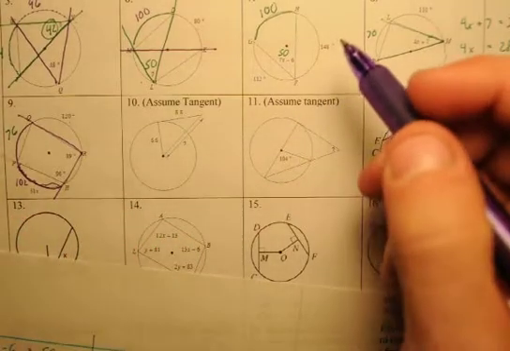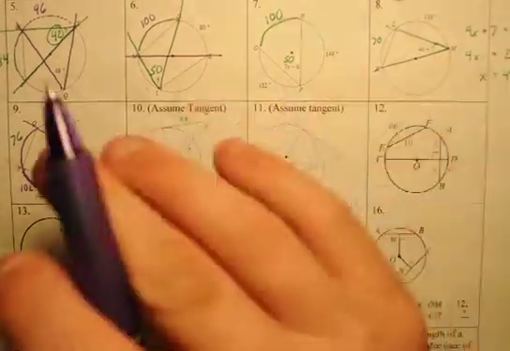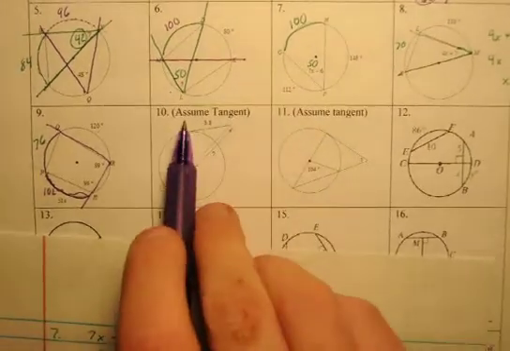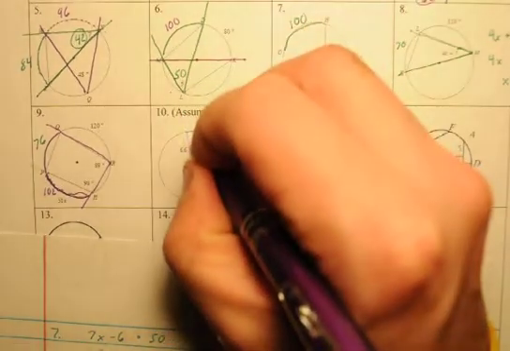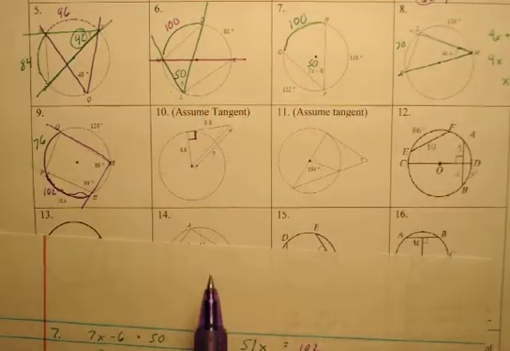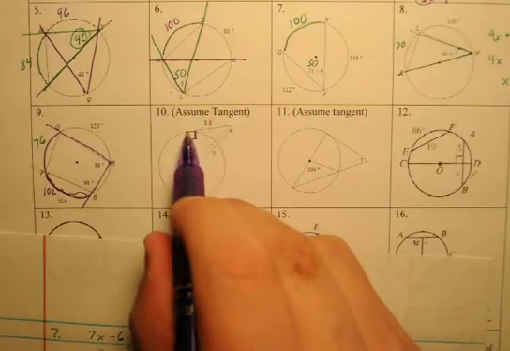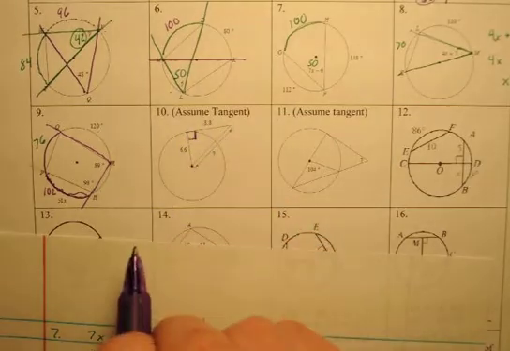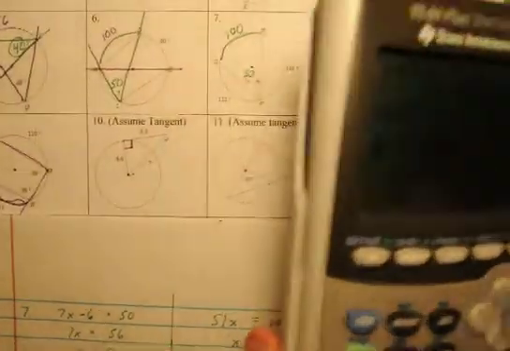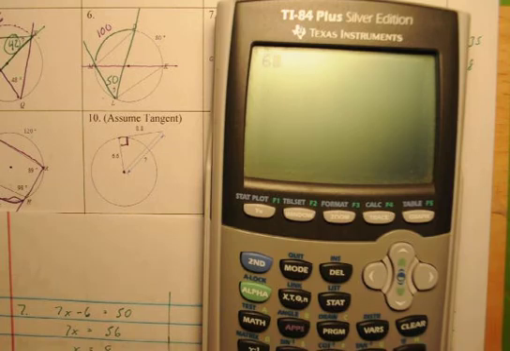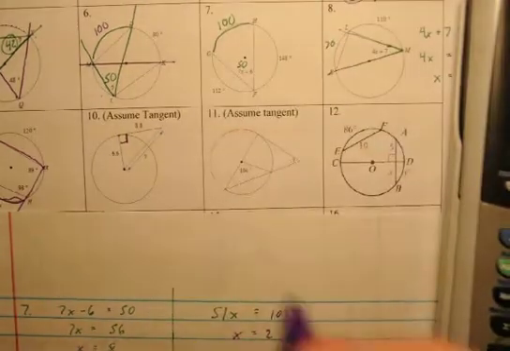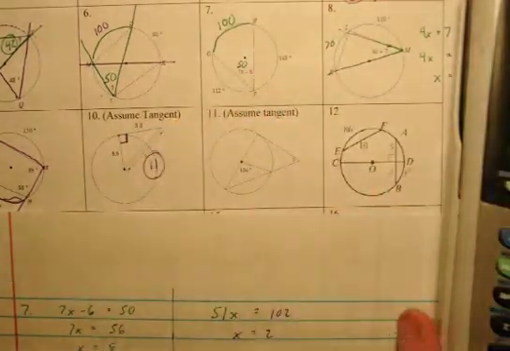Alright, number 10. This was back to the previous lesson actually. Because it says assume tangent, what we can do is assume that this has to be a right angle, because that's a tangent, it looks like it's a radius, and then you can just do Pythagorean theorem to solve for the length. So real quickly, 6.6 squared plus 8.8 squared, a squared plus b squared equals 121, and the square root of 121 is 11. Alright, so this is 11. That worked out nicely.